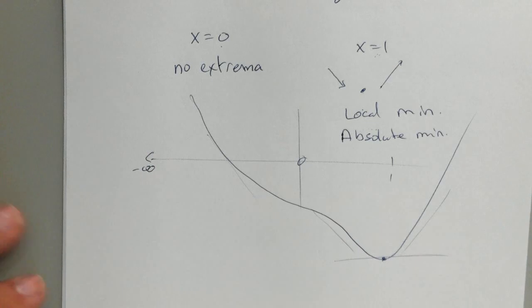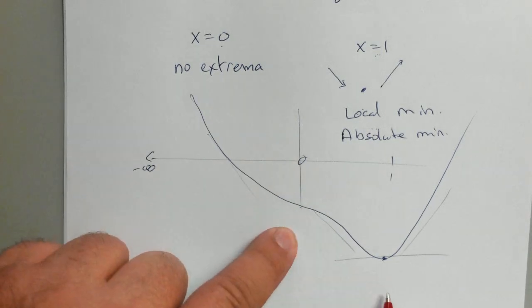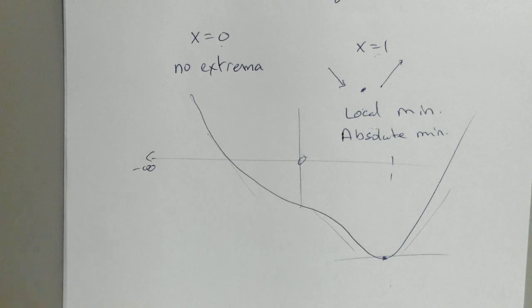Again, it helps when you see the pictures and what those intervals are telling us. So from negative infinity to 0, it's decreasing, then it's still decreasing, and then it's increasing.